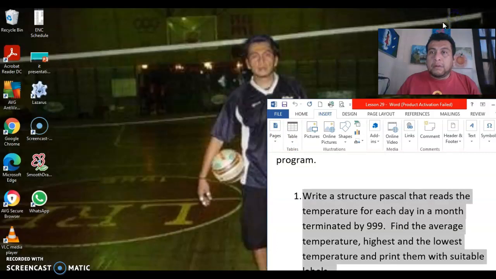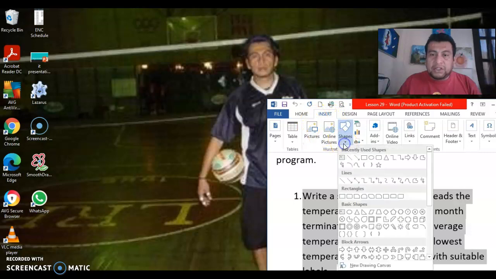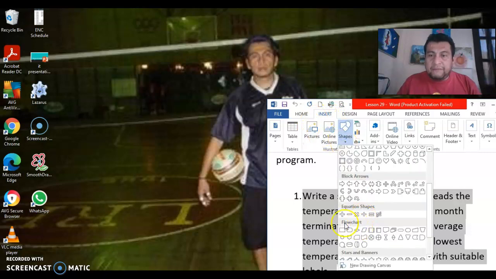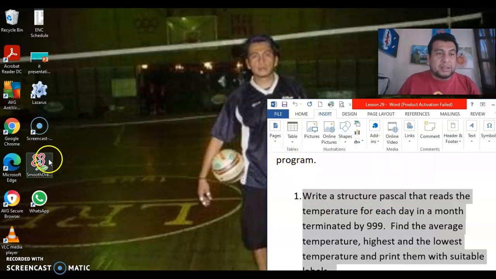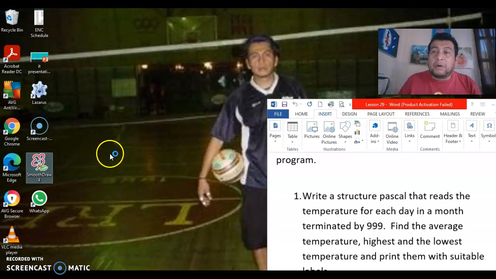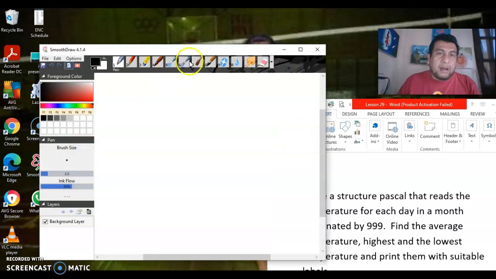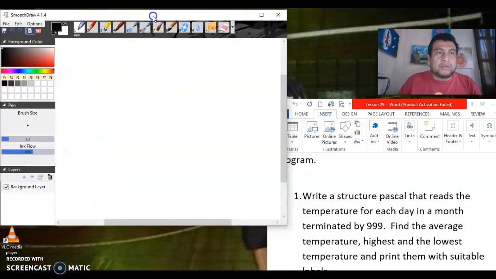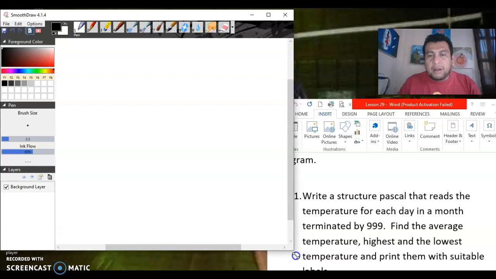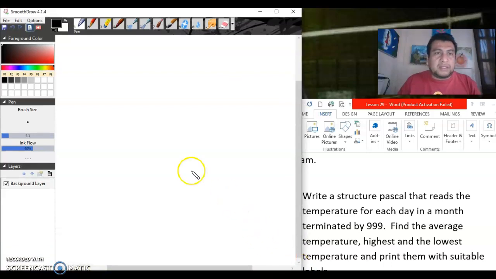Let me go here. You can use the same Microsoft Word, insert, shapes. You have a section here for flowcharts. You know the different diagrams and their purposes. There are special programs also that you can use for flowcharts, and I'm using here this one called Smooth Draw. I'm using this not only for teaching purposes. But quickly, let me show you the flowchart that you should have uploaded this week that passed.